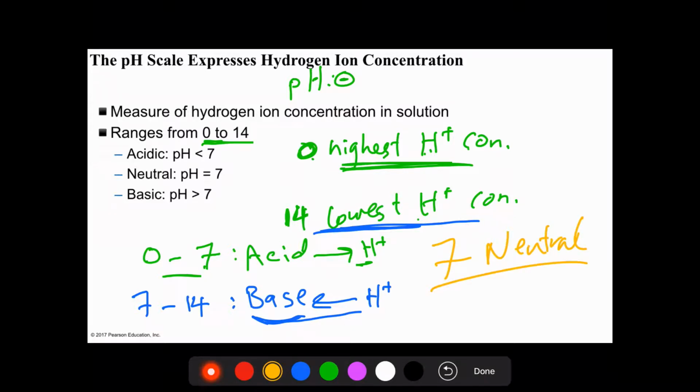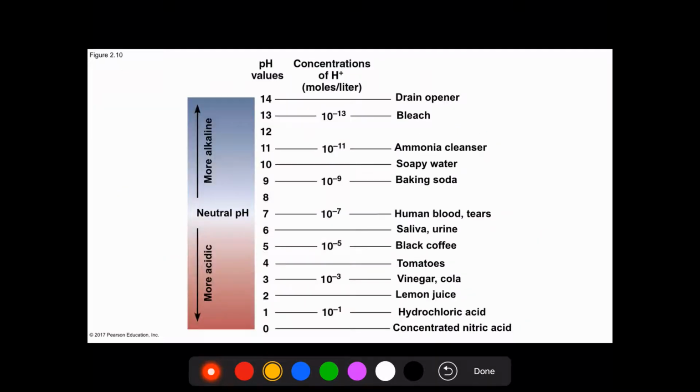7 is neutral. Like you can think of 7.01 up to 7.9. Okay, all of this is around the neutral. So this is the scale.